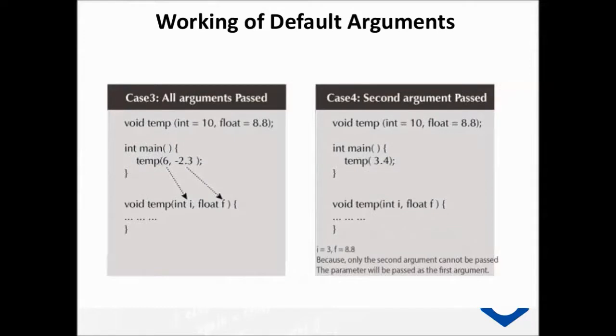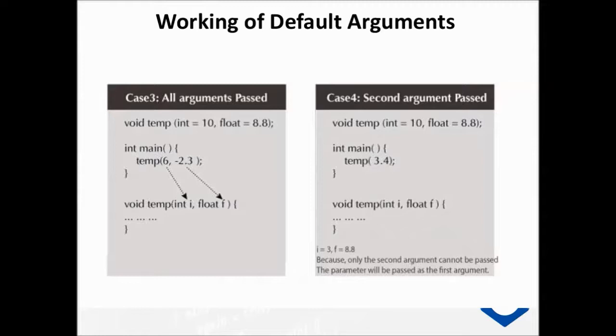Similarly, in case 3, when we call function temp with 6 comma minus 2.3, both the default parameters are overridden, resulting in i taking the value 6 from the function call, and f now taking the value minus 2.3 from the function call.